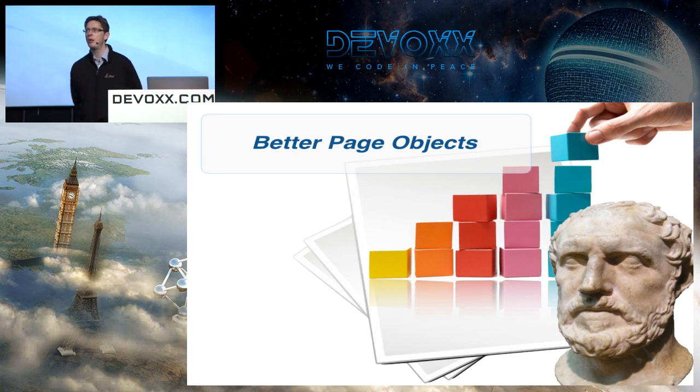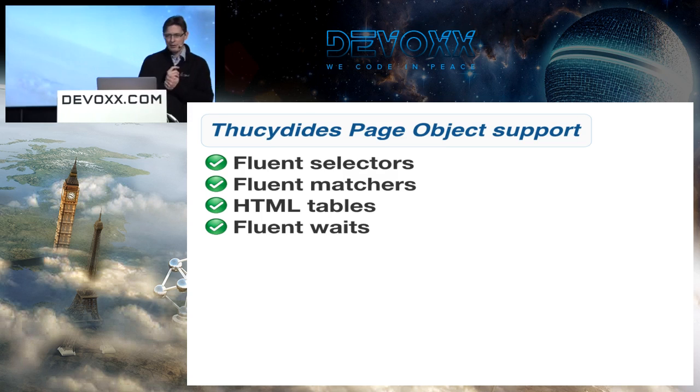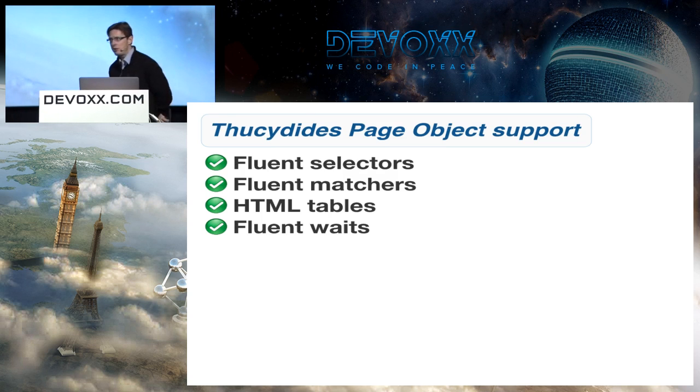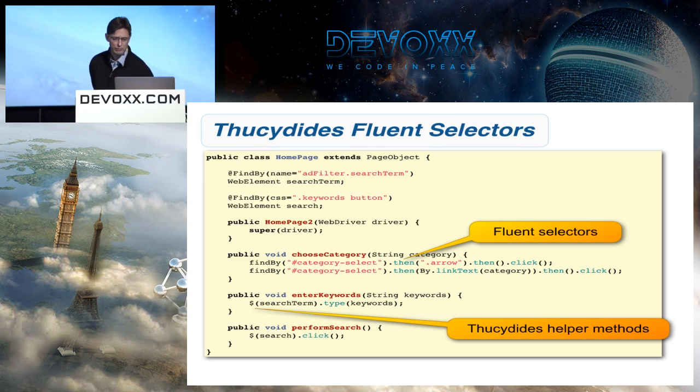So Thucydides also offers some nice features with your page object. We saw earlier what a page object looks like in Thucydides. So here I just want to show some of the cool features. This is an area where there's a lot of active development going on. We're working with some of the JBoss folk to integrate Arquillian and some of their WebDriver features as well. So there's a lot of activity going on in this area. Out of the box, Thucydides just provides a lot of utility functions that make it easier to write page objects. So things like fluent selectors.